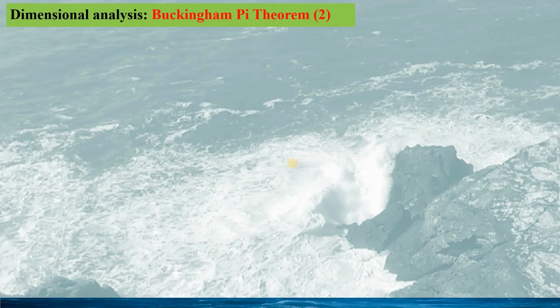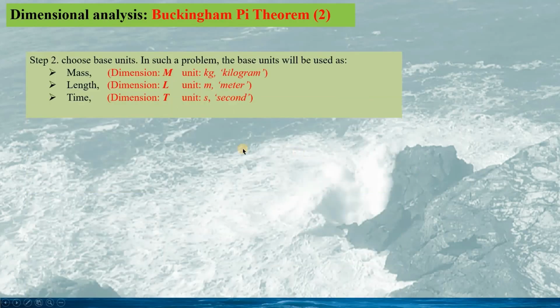Luckily, we have the Buckingham Pi theorem for us to simplify the problem. Here, in step 2, we choose the base units involved in the dynamic system. As for most other fluid dynamics problems, the base units will be mass, the symbol M and the unit kg, length, the symbol L and the unit meter, and time, the symbol T and the unit second.